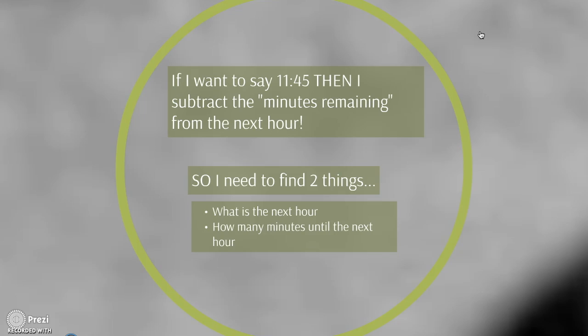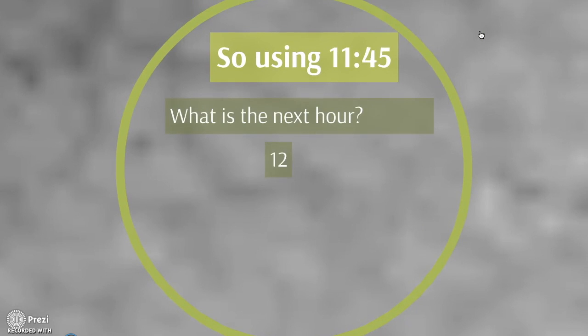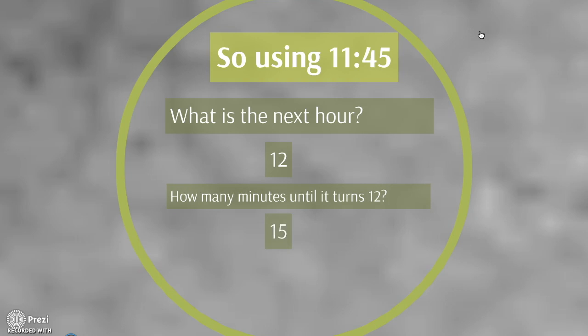So with 11:45, the next hour is 12. And how many minutes are until I reach 12 o'clock? Well, that would be 15 minutes. So 11:45 would read like this. Sono le 12 meno 15. That means it is 12 o'clock minus 15 minutes.